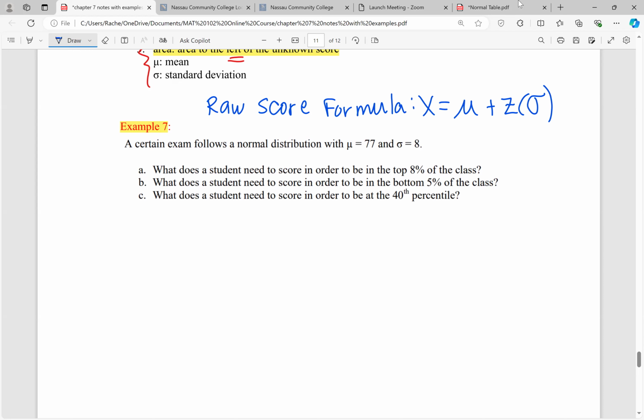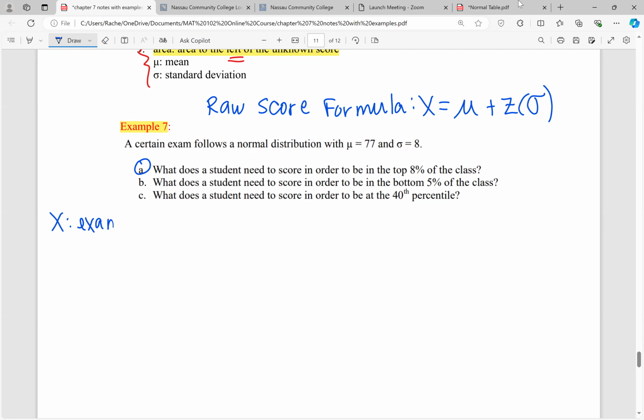So it says a certain exam follows a normal distribution with a mean of 77 and a standard deviation of 8. A, what does a student need to score in order to be in the top 8% of the class? So just like I said a couple of lessons ago, whenever we're looking at a word problem, before you jump right into trying to answer the question, extract the important pieces of information. Ask yourself, all right, what's the population of interest? What's the variable that we're studying? What do I know about this variable? So in this case, we're looking at exams and we're interested in the score. So we're looking at exam scores.